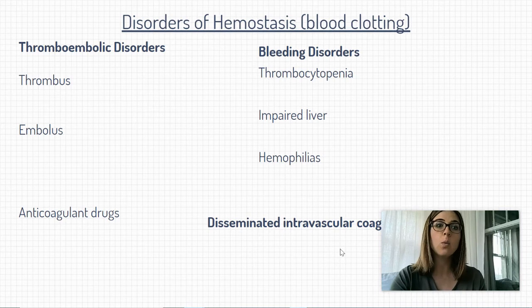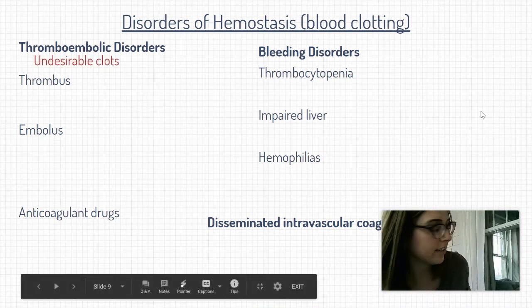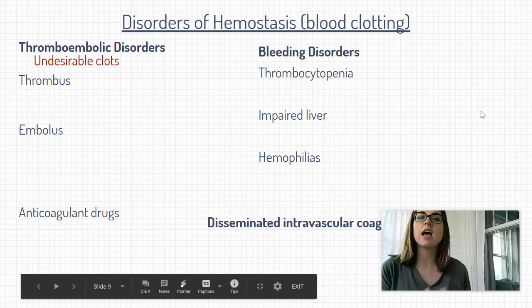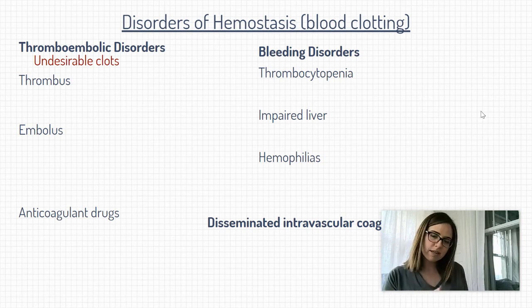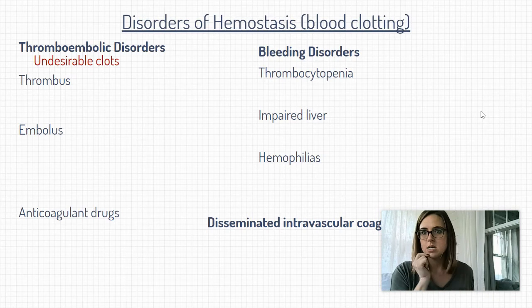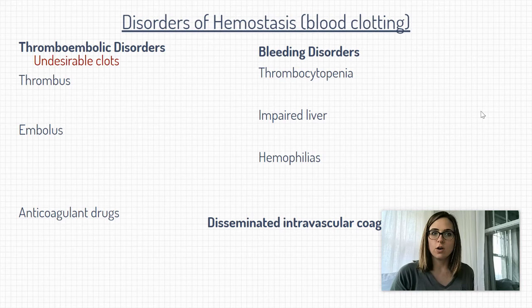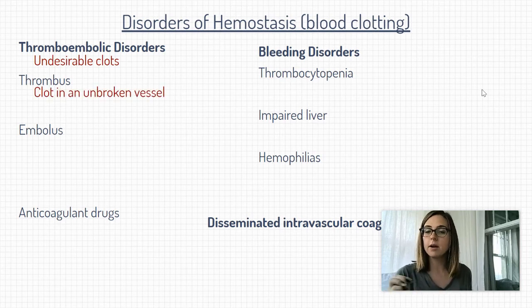So thromboembolic disorders are just undesirable blood clots. We want our blood to clot when we're bleeding. We don't want our blood to clot when we're not bleeding because it leads to problems. So a thrombus is a clot that forms in an unbroken blood vessel. So for whatever reason, your cells start sticking together in the middle of a blood vessel, we call that a thrombus. Now this one is stationary. It's not moving around if it's a thrombus.